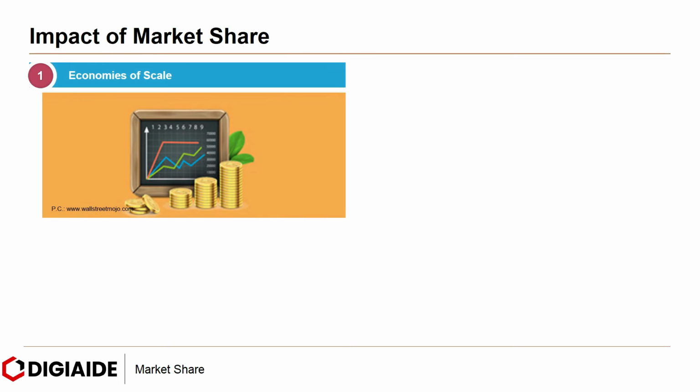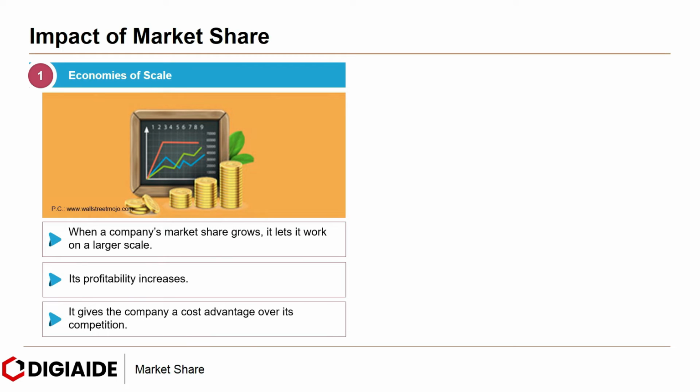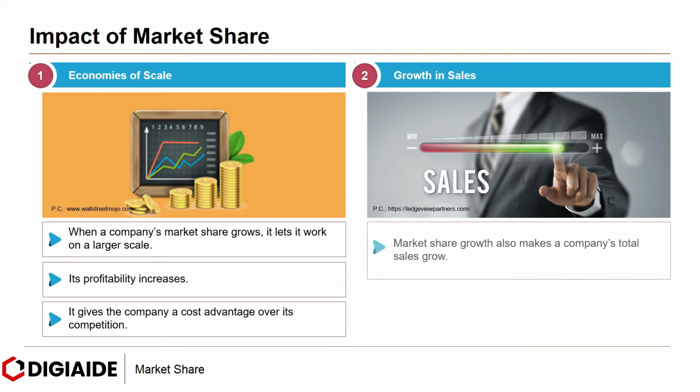Moving on, let's look at the impact of market share. The first, economies of scale. When a company's market share grows, it lets it work on a larger scale. Its profitability increases and it gives the company a cost advantage over its competition. Next, the obvious, growth in sales. Market share growth also makes a company's total sales grow.